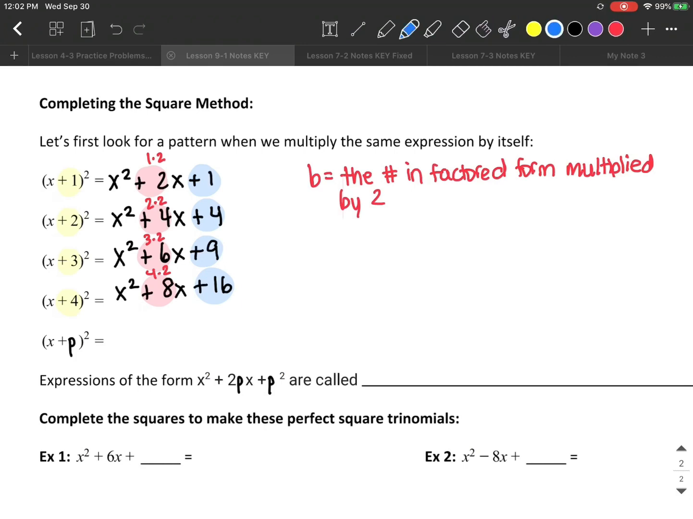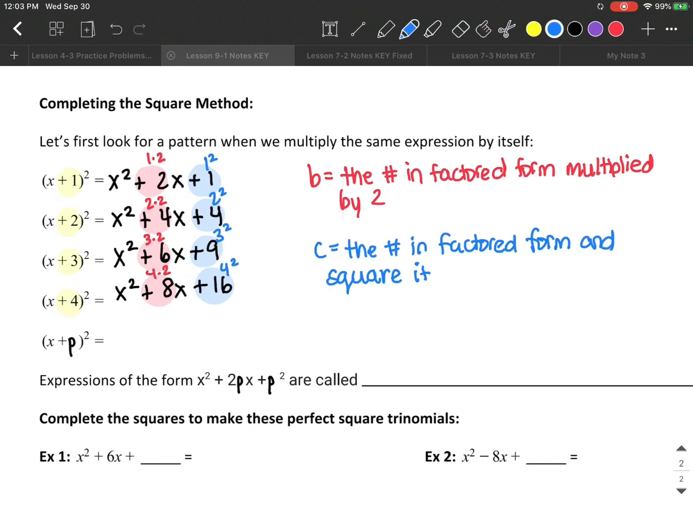Then for the blue numbers, how do I get from 1 to 1, from 2 to 4, from 3 to 9, from 4 to 16? How do I do that? What's the pattern there? To get to c, I'm going to take the number in factored form and square it. And that's going to give me c. This is 1 squared. This is 2 squared. This is 3 squared. This is 4 squared.